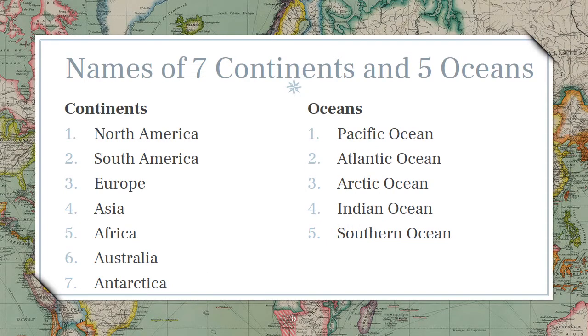Now let's quickly revise the names of all the continents and oceans. We have 7 continents, namely North America, South America, Europe, Asia, Africa, Australia, and Antarctica. We have 5 oceans: Pacific Ocean, Atlantic Ocean, Arctic Ocean, Indian Ocean, and Southern Ocean.